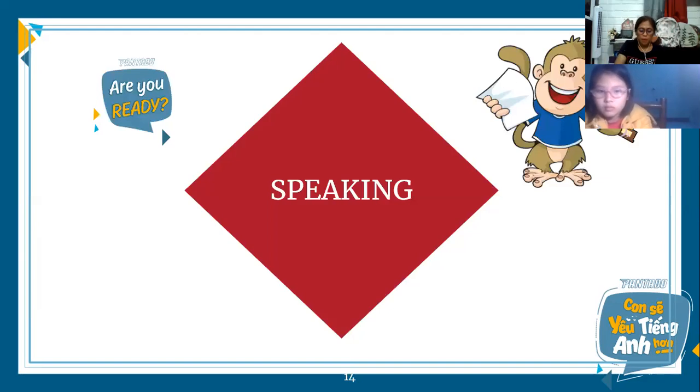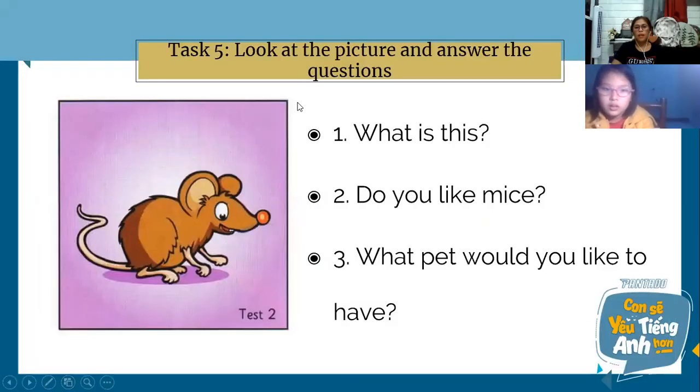Okay, speaking. We have here the speaking test. Look at the picture and answer the questions. Number one, what is this in the picture? A mouse. Will you please complete your answer? Please tell it completely. It is a mouse. Okay, number two, do you like mice? No, I don't.